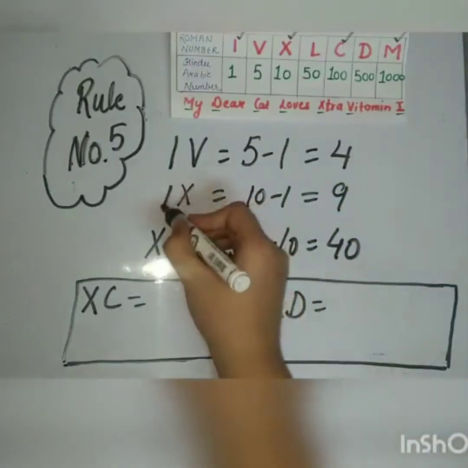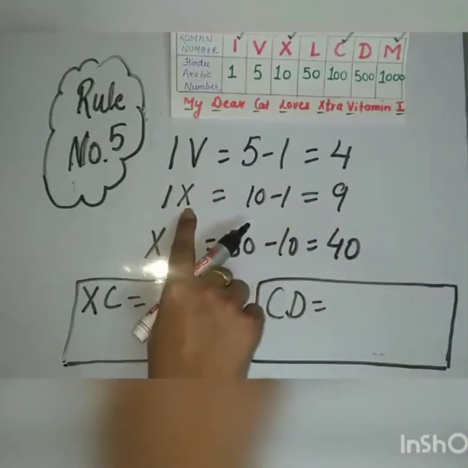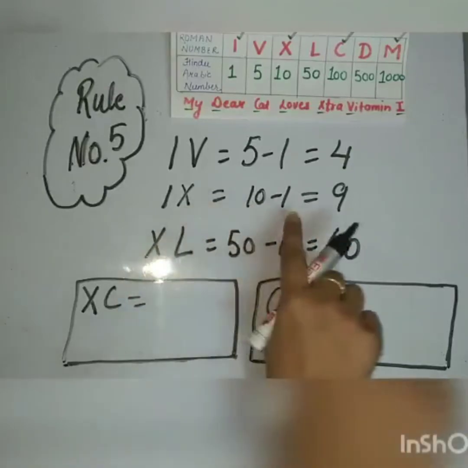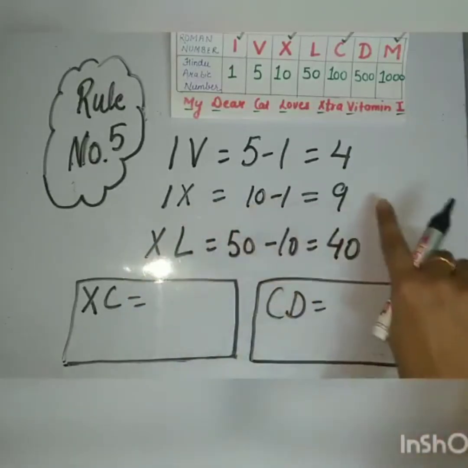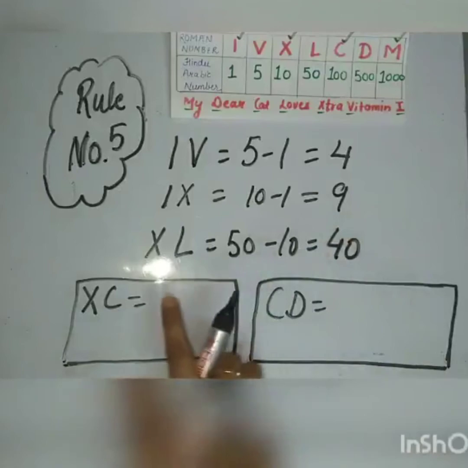Similarly, the smaller value 1 is written on the left side of the greater value, that is 10. So 1 is subtracted from 10. It will give you 9.